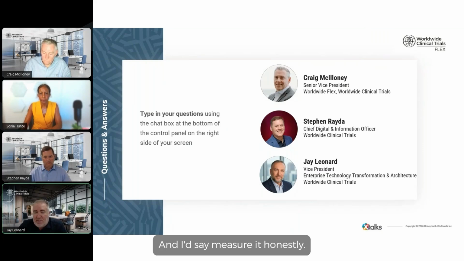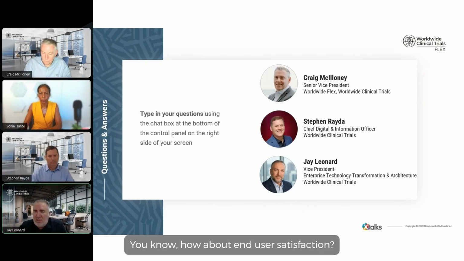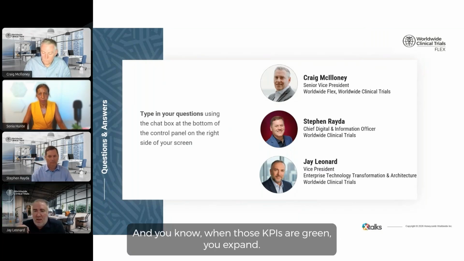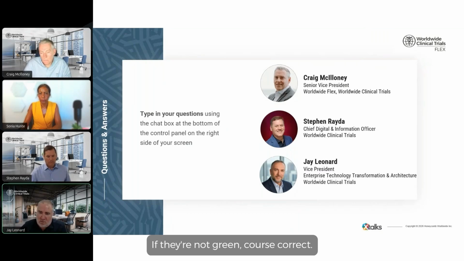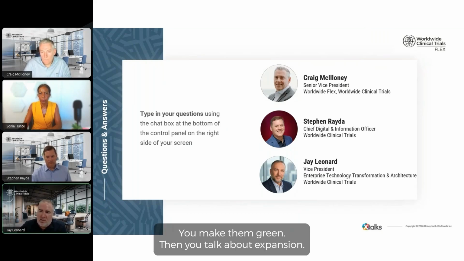And I'd say measure it honestly. How much time did you save? What's your error rate? How about end user satisfaction? And when those KPIs are green, you expand. If they're not green, you course correct. You make them green, then you talk about expansion.